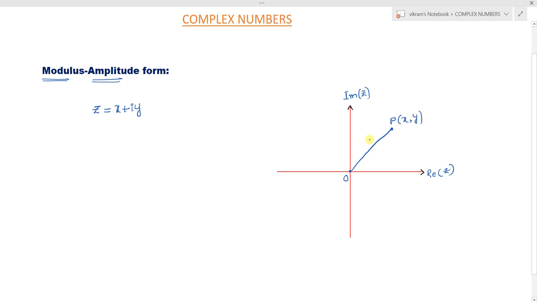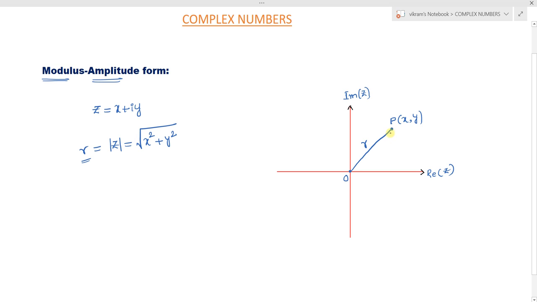Generally, this is the distance between the origin and the complex number, which can be written as the modulus of the complex number, equal to square root of x square plus y square. In general, we represent it with r. So r is equal to square root of x square plus y square.